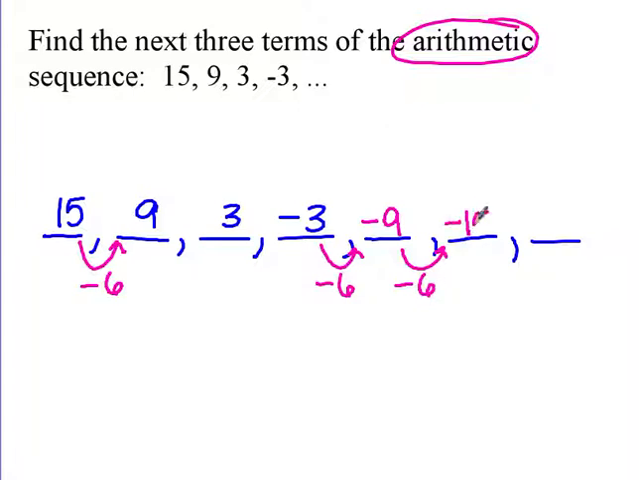Negative 15. And then I'm going to take negative 15 and I'm going to subtract 6. And what do you get? Negative 21. So that's what you're going to do. You add or subtract the same number every time.